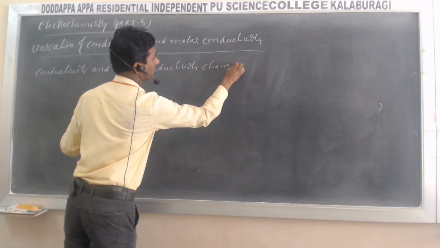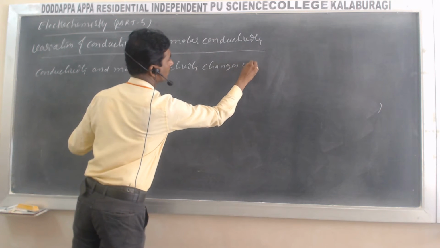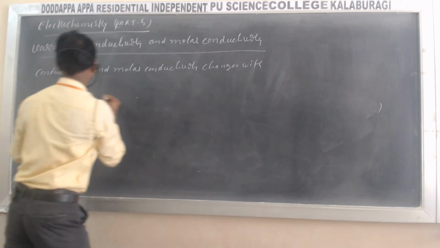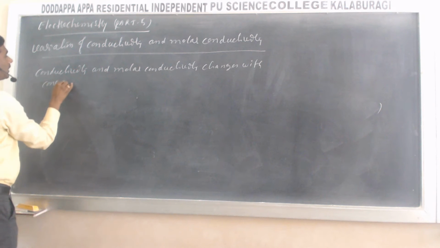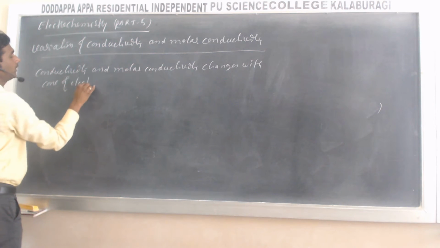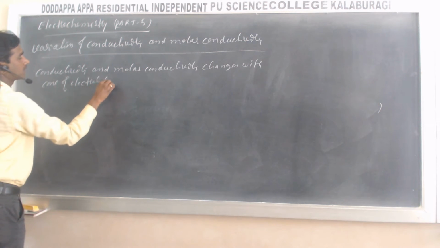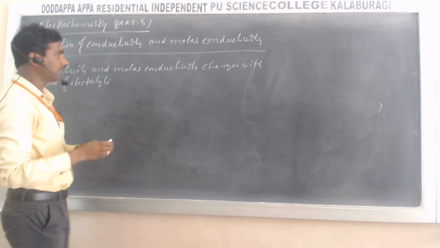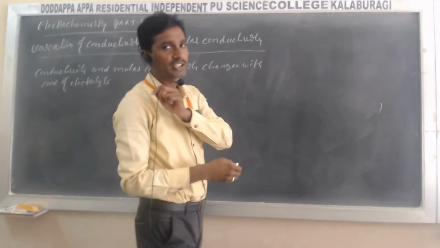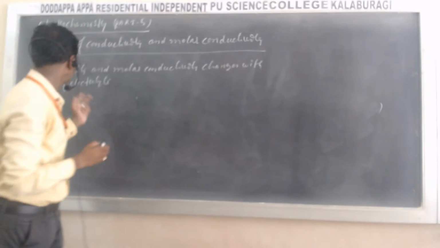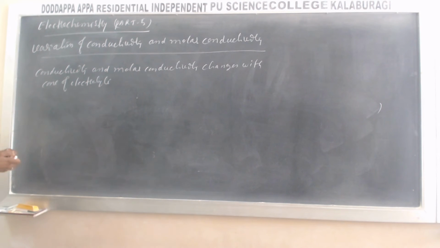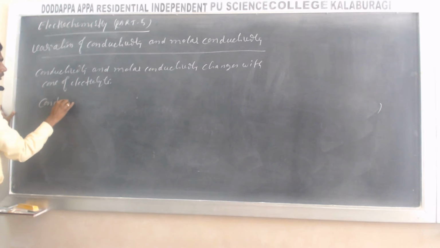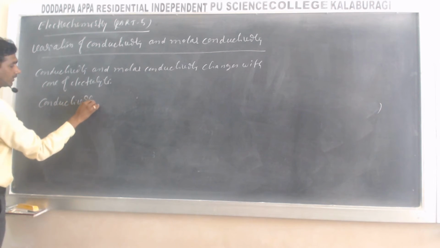Concentration of what? Electrolyte. Changes with concentration of what? Electrolyte. So here the important concept is that both conductivity and molar conductivity change with the change in concentration of electrolyte. For example, I can discuss conductivity first.